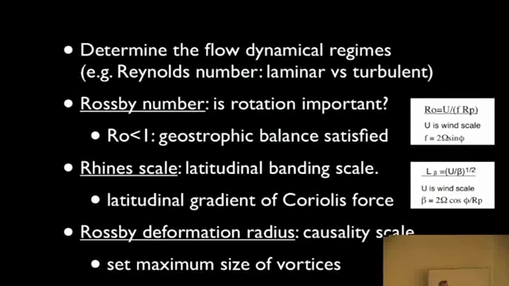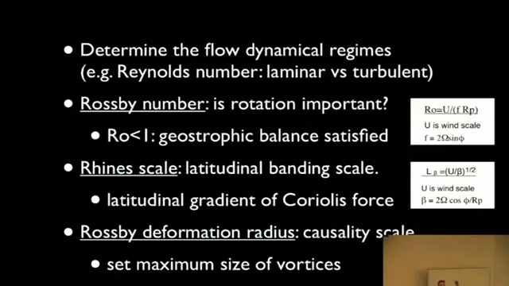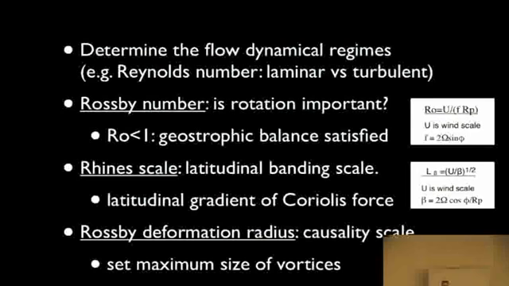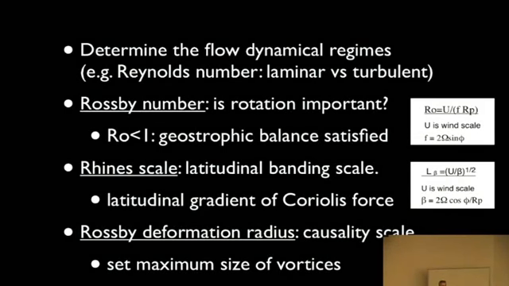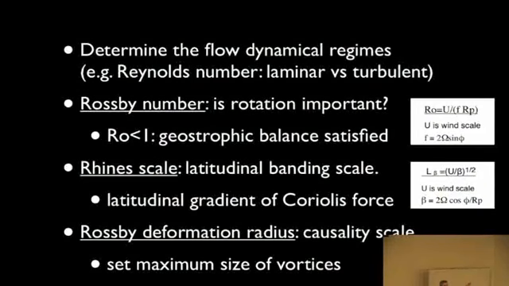The Rhines scale is trying to understand to what extent the change in the Coriolis force with latitude is affecting the flow. The practical application of that number is to define a typical banding scale. If you look at Jupiter and Saturn, you see from the clouds the banding of the flow, tracing the actual atmospheric motions. The number of bands you get on Jupiter and Saturn is typically associated with the value of the Rhines scale.